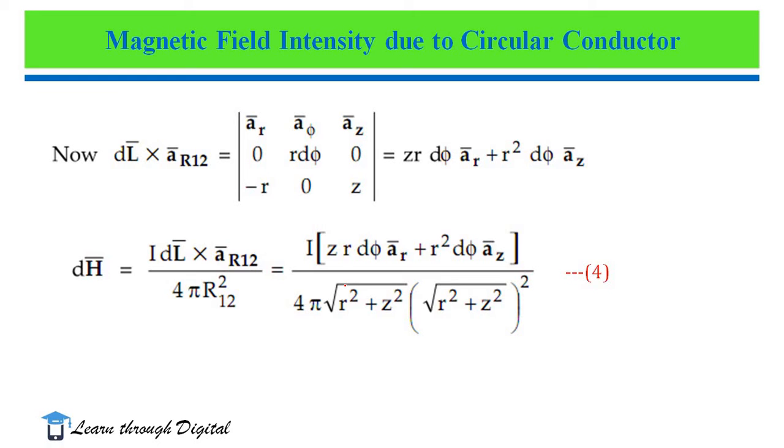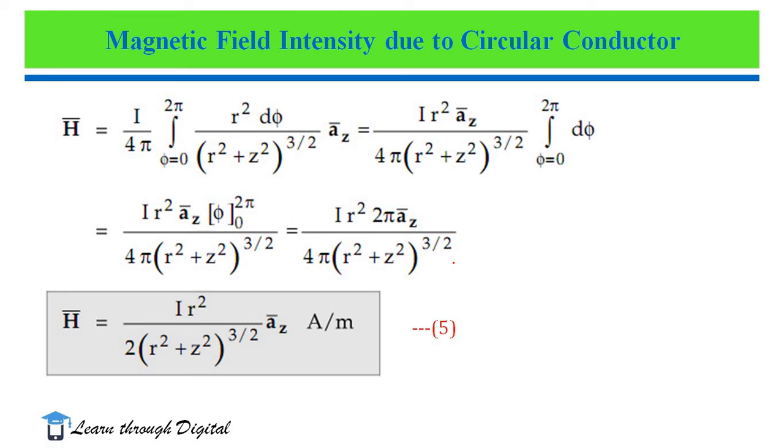So according to the Biot-Savart law, dH vector is equal to I dl vector cross aR vector by 4 pi R square. Here we substitute the cross product of I dl vector and aR vector. So I dl vector cross aR vector is nothing but this equation here. Here we include the term root of r squared plus z squared. This is the cross product of dl vector and aR vector. We substitute in this equation for dH vector.